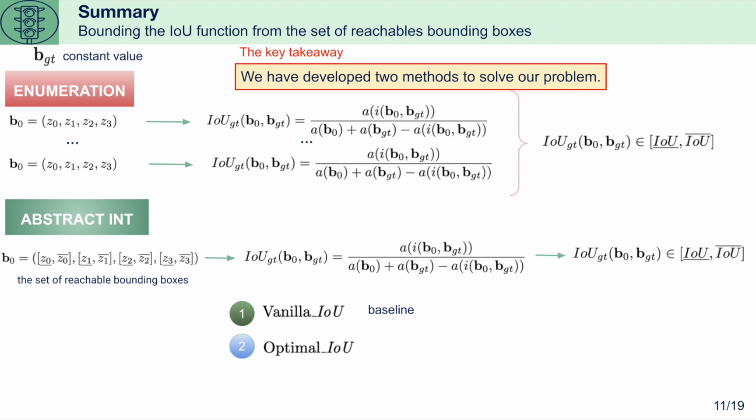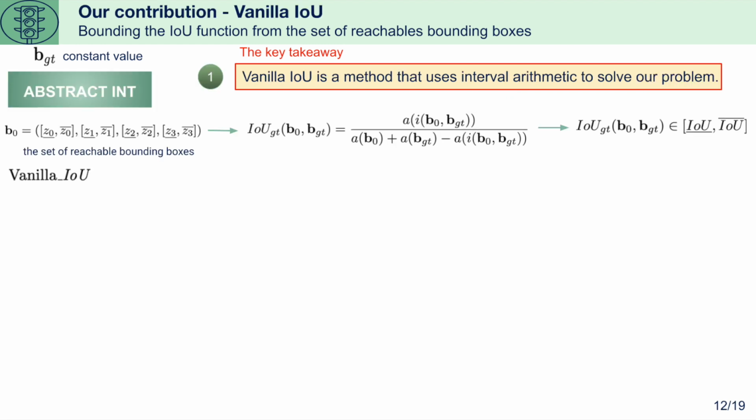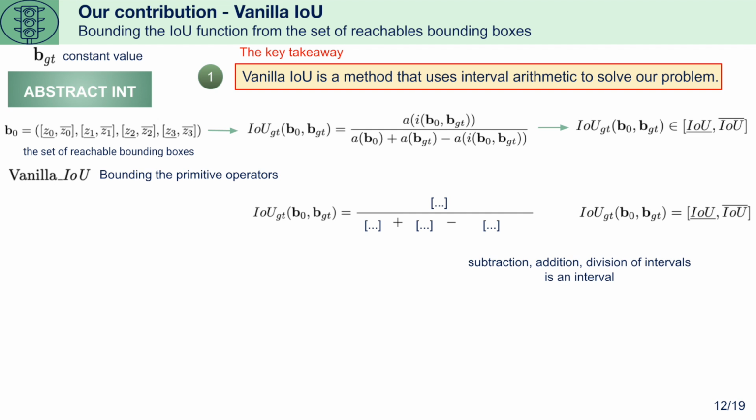So now let's focus on the first method. The key takeaway is that vanilla uses interval arithmetic to solve our problem. And essentially, vanilla bounds the primitive operators. After bounding, we perform subtraction, addition, division of intervals, which then provide us an interval. And we are satisfied because we have our bound on our IoU. But here you might wonder, okay, but how do we bound each operator? And let's look at an example.